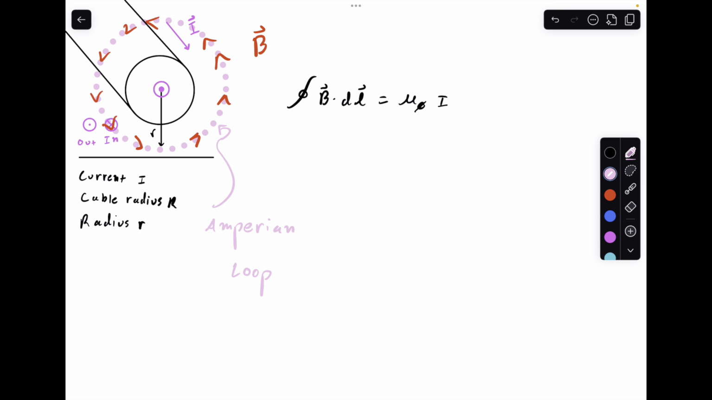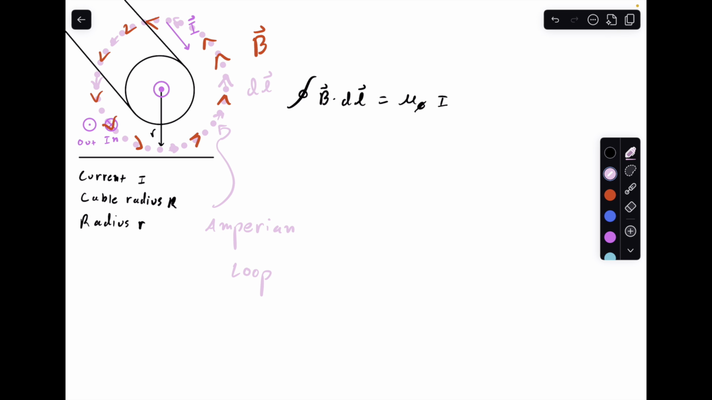This other vector that I want to highlight is called the dl vector. Along this Amperian loop, there are little dl's. I'm not drawing the full vector, which would otherwise look like this. I'm just drawing them kind of like this. So you can see that they're infinitesimally small pieces of the whole length L along which this Amperian loop travels. So these little dl's also exist along this loop.